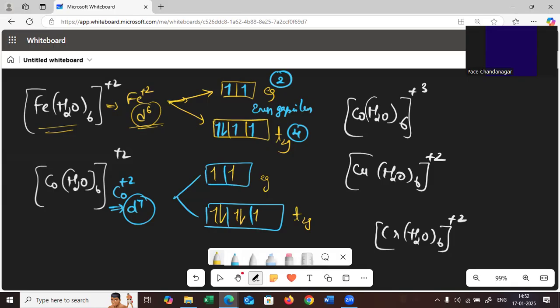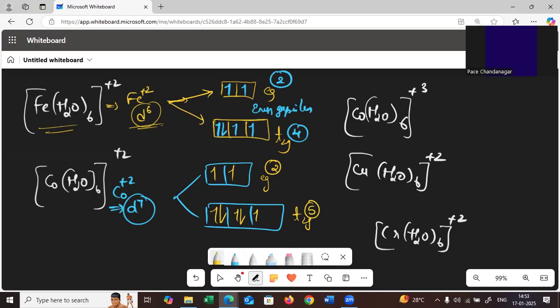So in T2g you have only one unpaired electron here. That one will be your 4 here, right? And in total you have 1, 2, 3, 4, 5. In T2g, 5 electrons. In Eg you have 2 electrons here. Okay. Next, cobalt with H2O 6 times and +3.